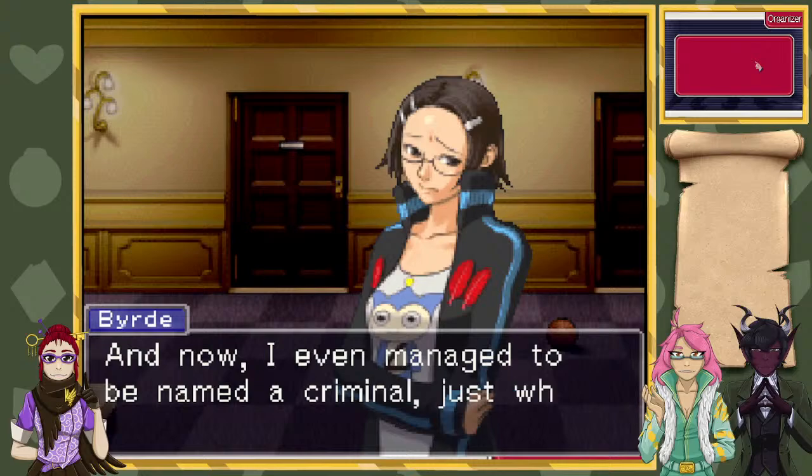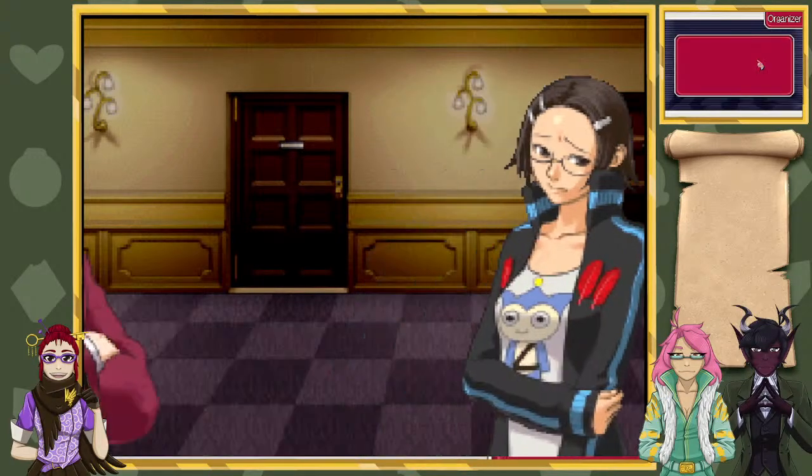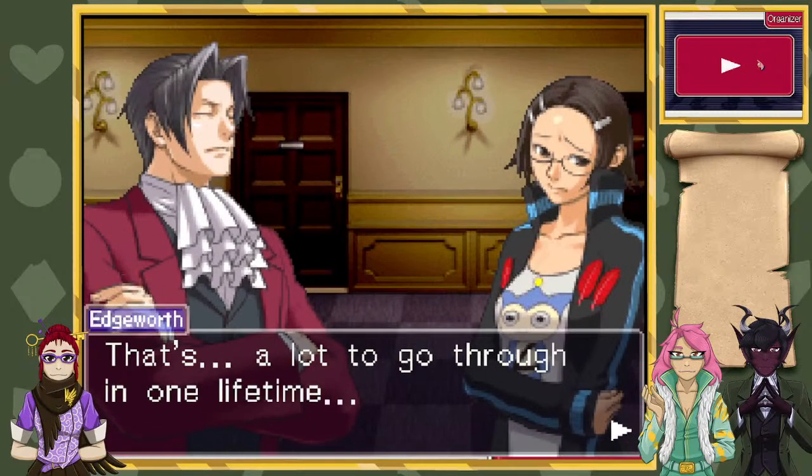She wrote this down on an index card once and just memorized it, to monologue every time. And now I even managed to be named a criminal just when I become a security guard. Yeah, how did Maggie pass the background check? Just saying. Well, she wasn't a murderer. Well, she is a convicted murderer, but she's also exonerated on appeal. Yeah. So.